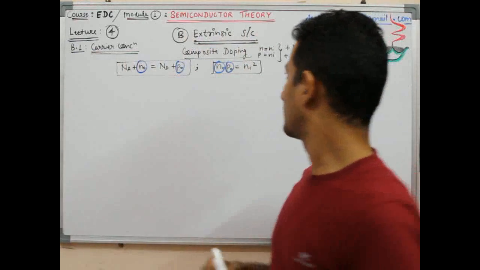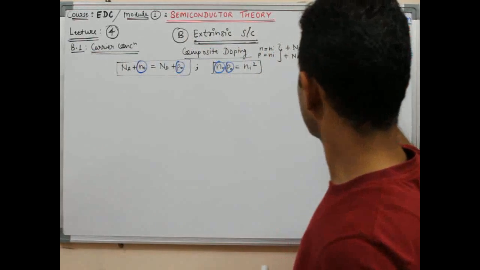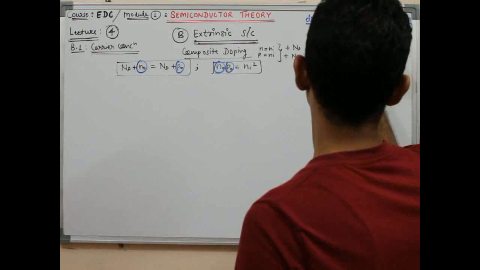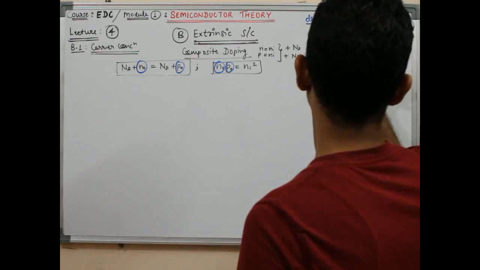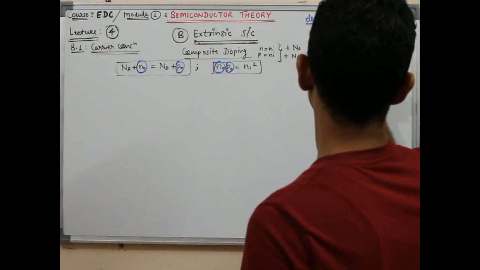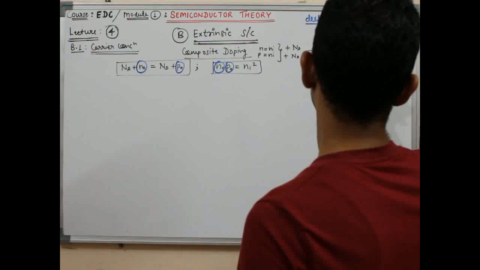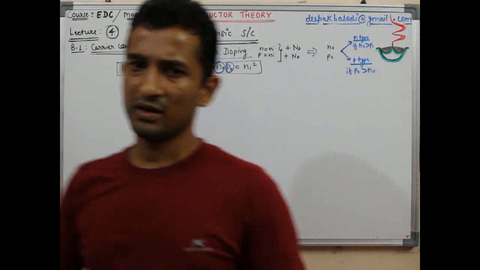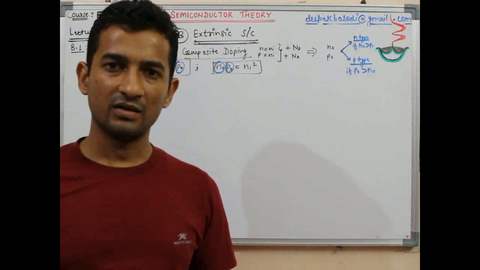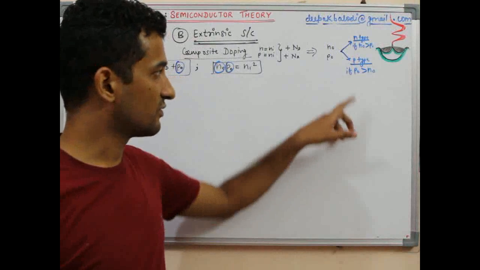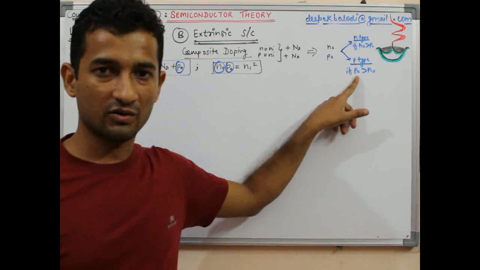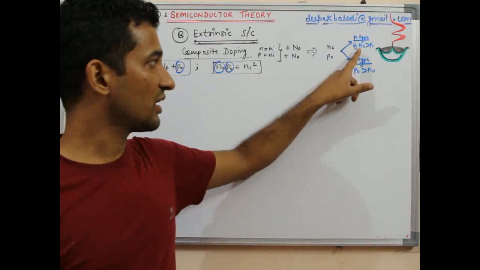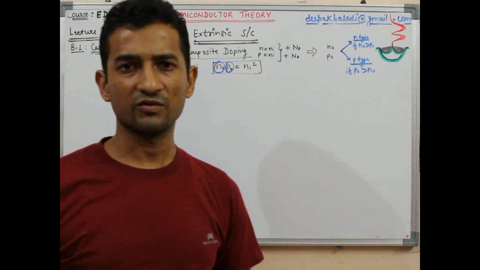Then we'll see if N0 is greater than P0. If N0 is greater than P0, it is N-type. It is N-type if N0 is greater than P0. It is P-type if P0 is greater than N0. So that very quickly we can decide. Because if the final or the majority carrier concentration is of holes, or holes are the majority carrier concentrations, then definitely it is called P-type. If electrons are the majority carriers, then it will be called as N-type. So it's very simple to understand.